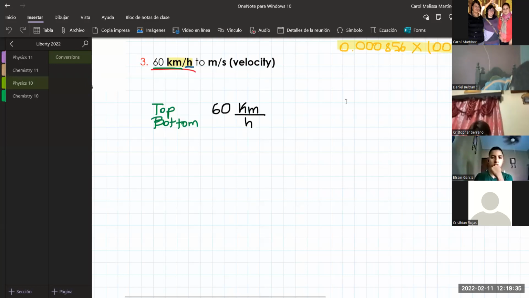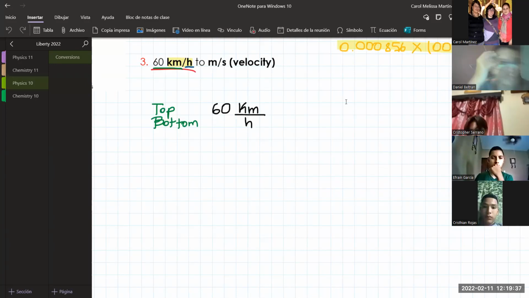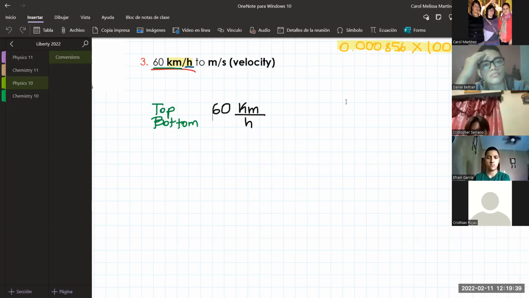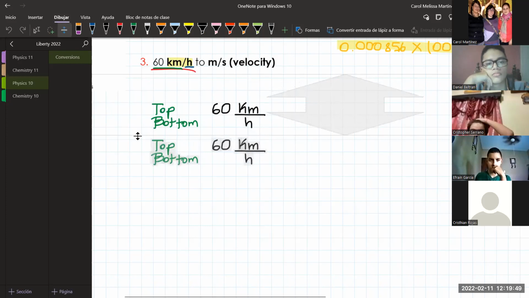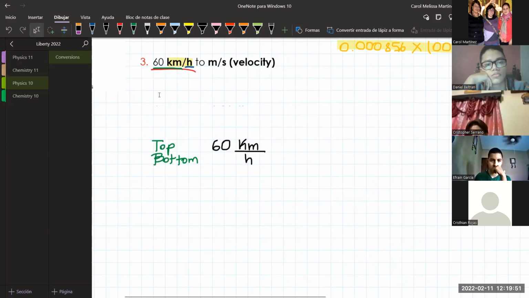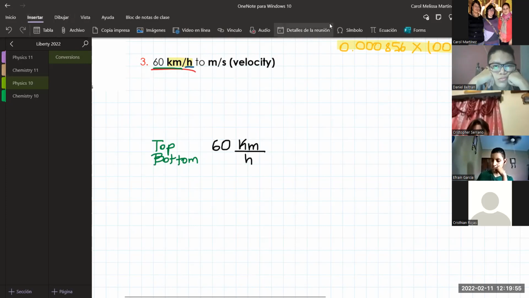Now it says that you need to convert kilometers per hour into meters per second. Okay? So what's going to happen? I'm going to show you something.